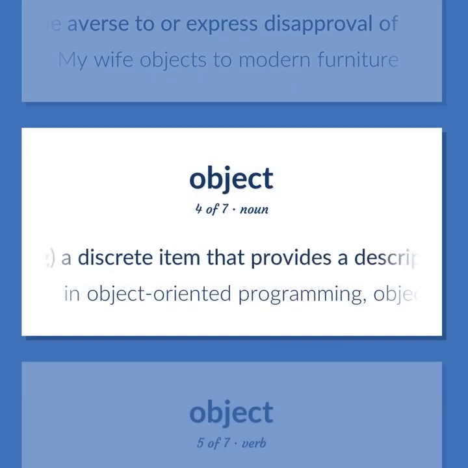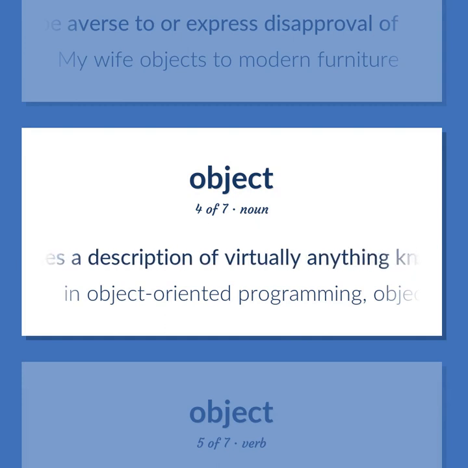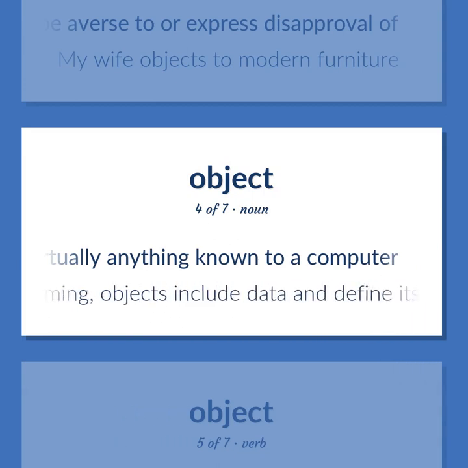Computing. A discrete item that provides a description of virtually anything known to a computer. In object-oriented programming, objects include data and define its status, its methods of operation, and how it interacts with other objects.